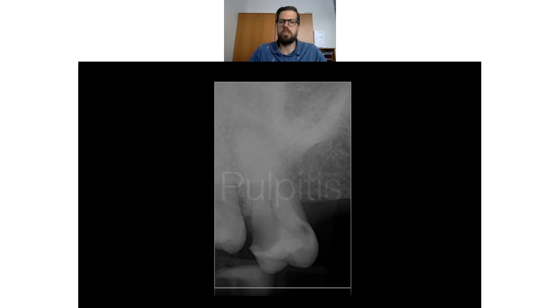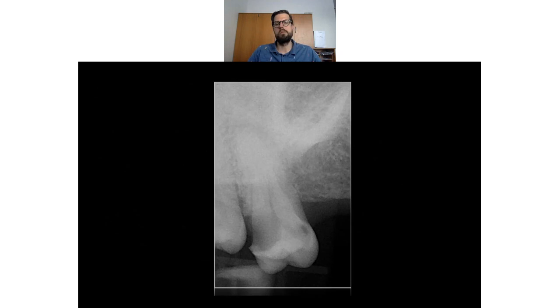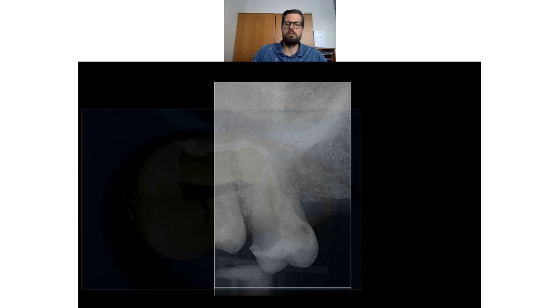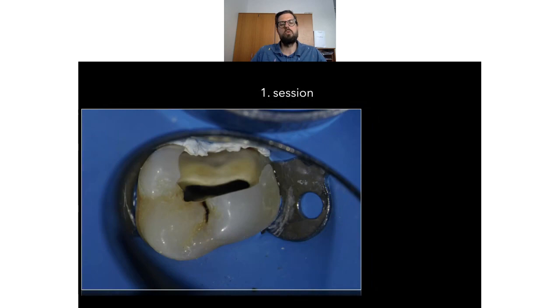So let's go to the situation where somebody comes to you with a pulpitis and you are not able to do the pre-endo in the first session. So here the patient has pain, and this is the worst case. You will try to manage this situation like this. Okay, so here we go. In the first session, I just did a trepanation.